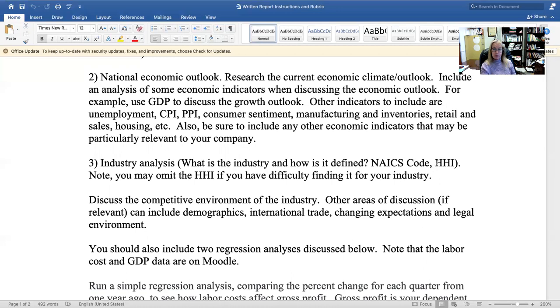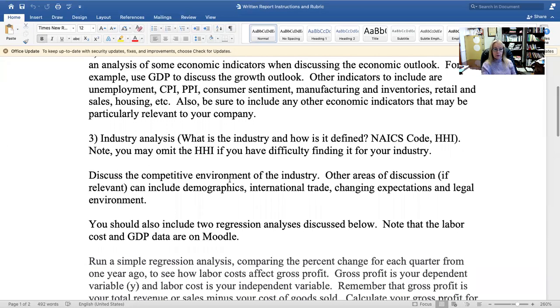This is optional because it's really difficult to find the HHI for some of these industries. But if you can find it, then by all means include it. But you can just talk about the competitive environment of the industry in general. How competitive is it? Or is it just a few large companies? The HHI index, which I'll talk about in more detail in class next week, is a formula, and the number defines how competitive an industry is. That number can be hard to find. If you have difficulty finding it, then don't worry about including it in your report.